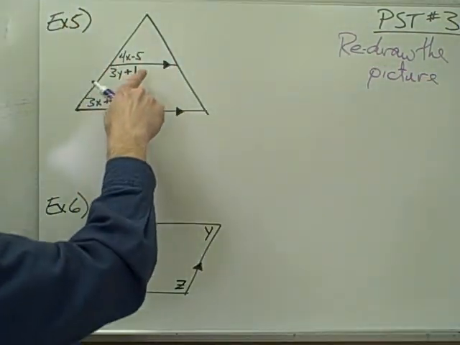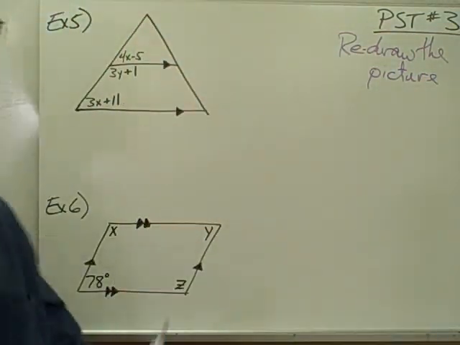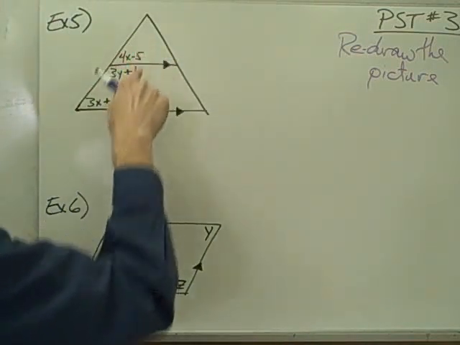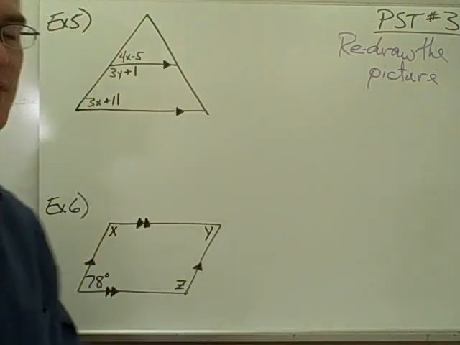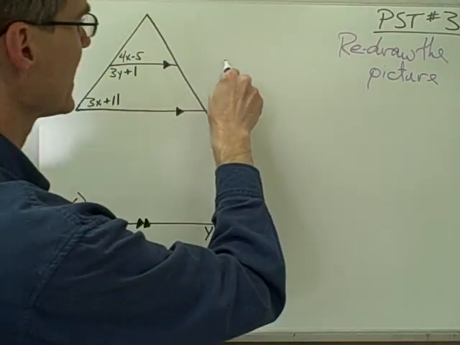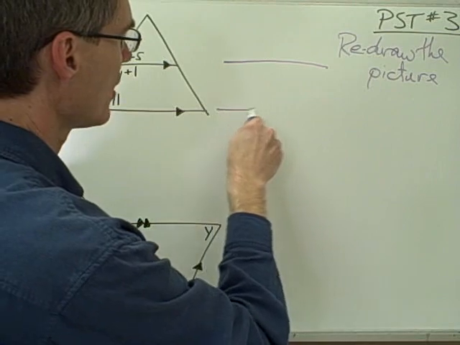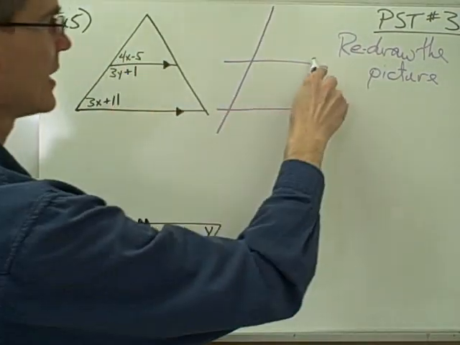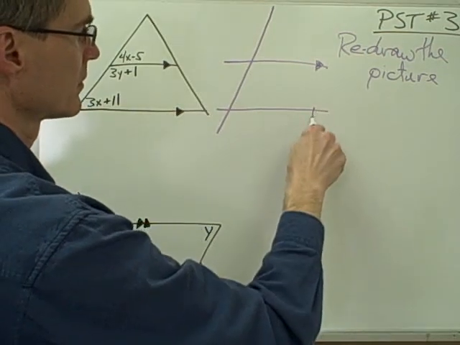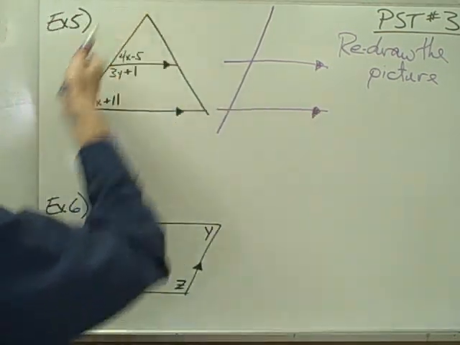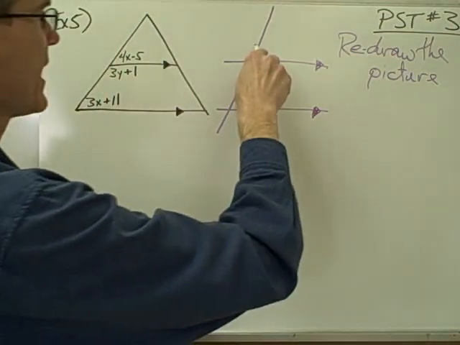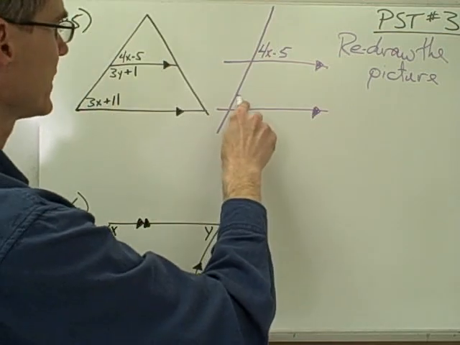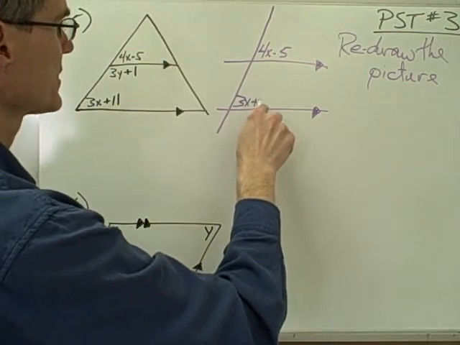In particular, the fact that this is a triangle doesn't really have very much to do with the problem. What I'm really interested in is the fact that I've got these two parallel lines and these angles, and I'd like to figure out the relationship between these angles. So if I just redraw the picture using these two parallel lines and this side of the triangle, now I've got this angle here is 4x minus 5. This angle down here is 3x plus 11.